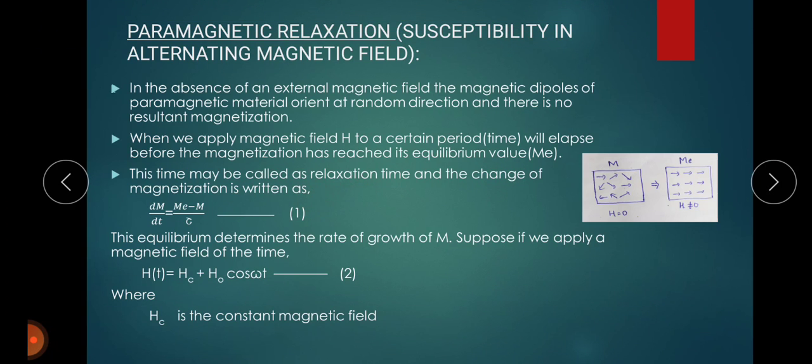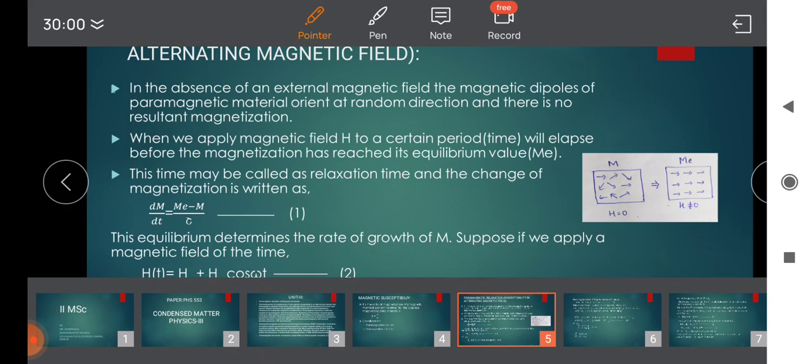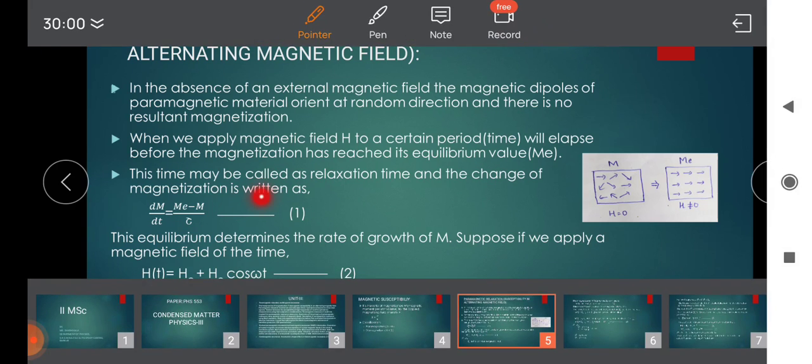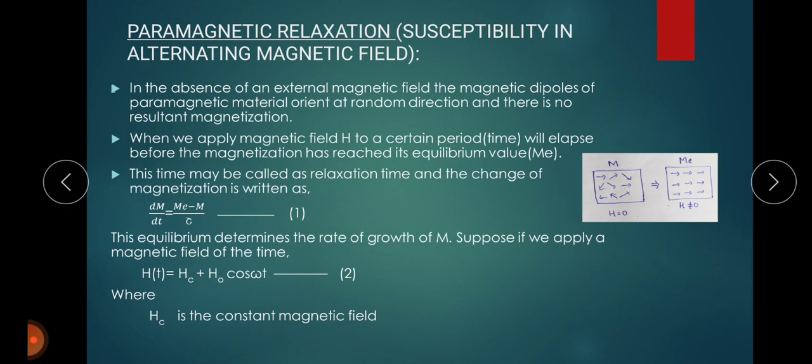The change of the magnetization, where M is the magnetization, is written as dM/dt equals Me minus M divided by tau. This is equation number 1, where Me is the equilibrium magnetization, M is the magnetization, tau is the relaxation time, and dM/dt is the change of magnetization with respect to time t.